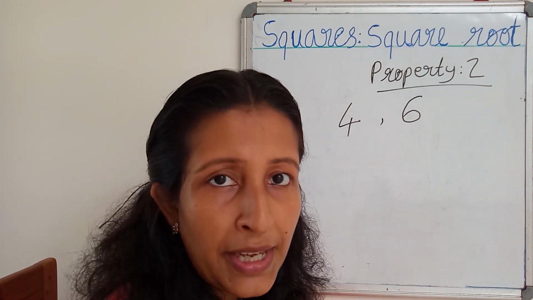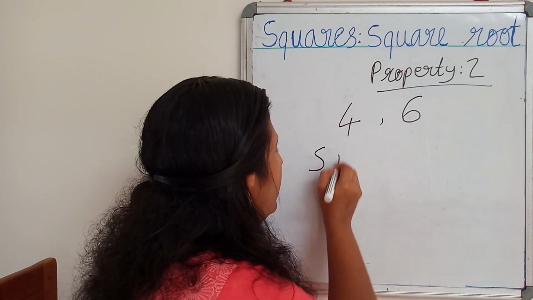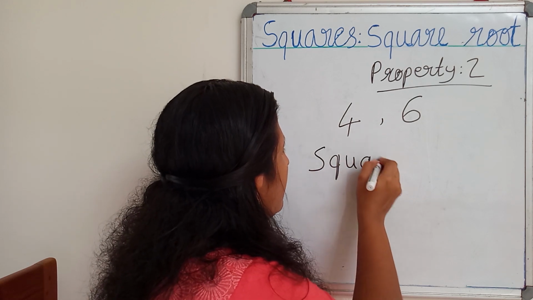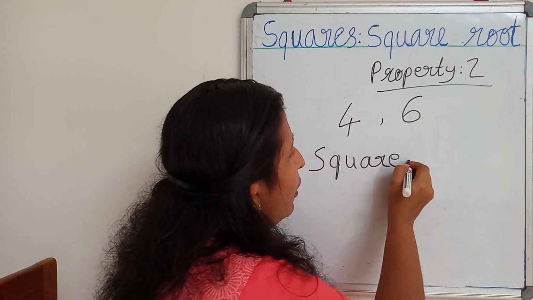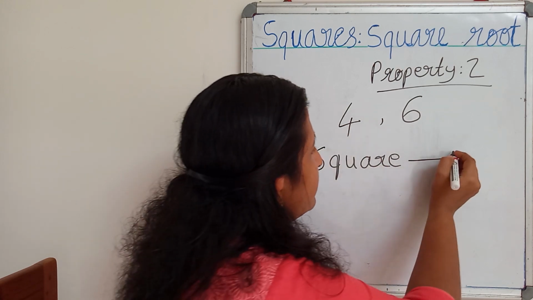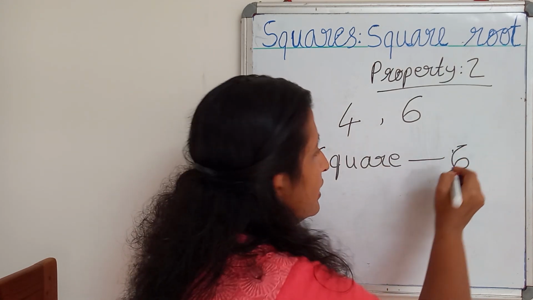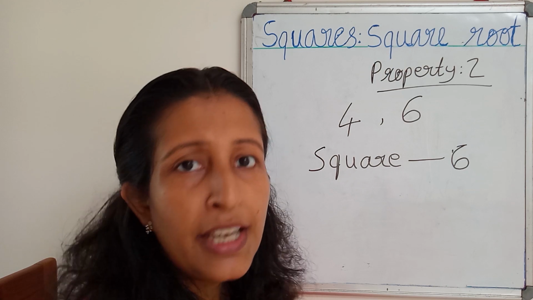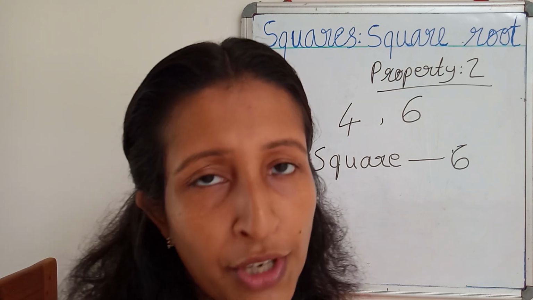Then one more property, if a number ends with 4 or 6 in its unit place, then the square should always end with 6 in its unit place. You just check it as homework, okay?